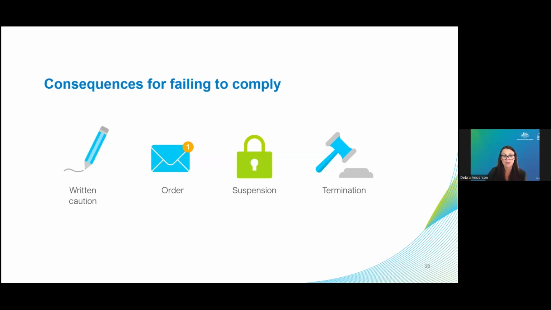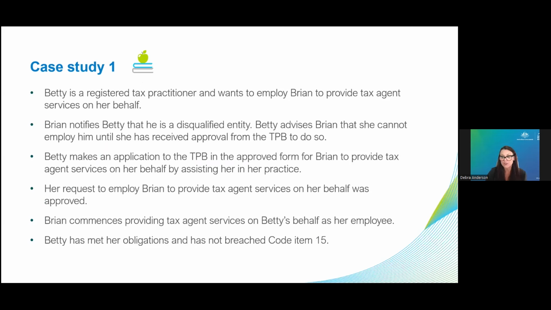So let's have a look at another couple of case studies just to put all of that into perspective. So case study 1, we have Betty. And Betty is a registered tax practitioner. She wants to employ Brian to provide tax agent services on her behalf. Brian is not a registered tax practitioner or a qualified tax relevant provider. Brian notifies Betty that he is a disqualified entity.